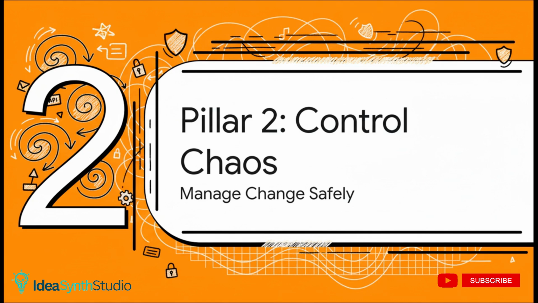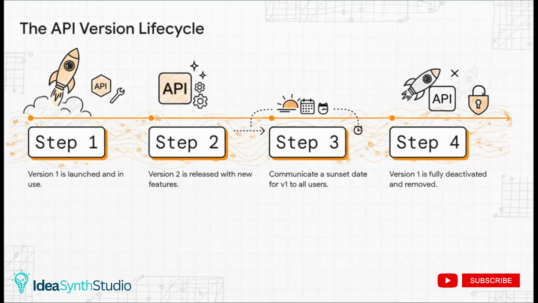Because the digital world never stands still, this pillar is all about how you manage all those updates and new features safely and without causing a total meltdown. This is pretty much what a typical life cycle looks like. You launch your first version, V1. Then down the road, you release a new, better version, V2.